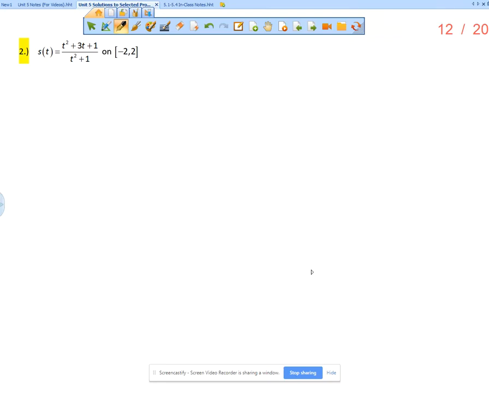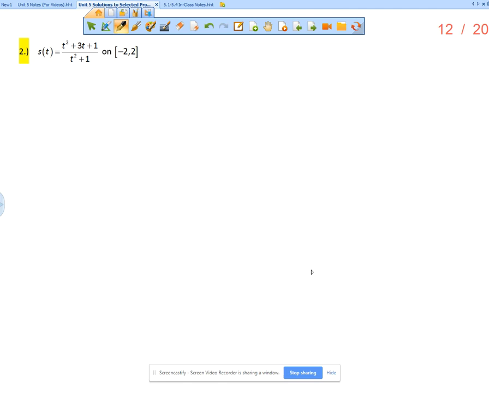This is the solution video for section 5.2, problem number 2. For 1 and 2, an object is moving along a horizontal number line so that its position, s, at any given time, t, is given. The time interval is also given. Find the velocity and acceleration at time t. Also, give a motion diagram.